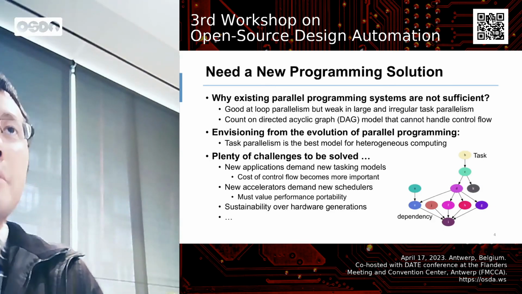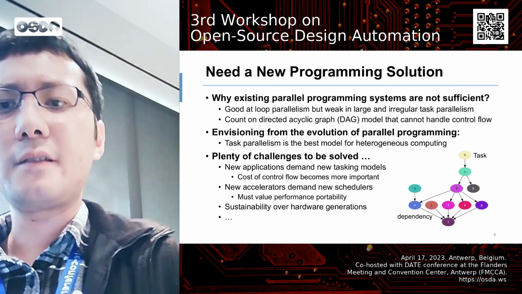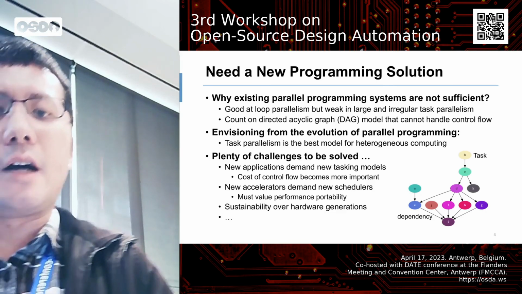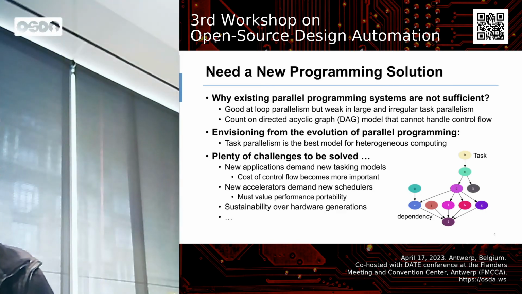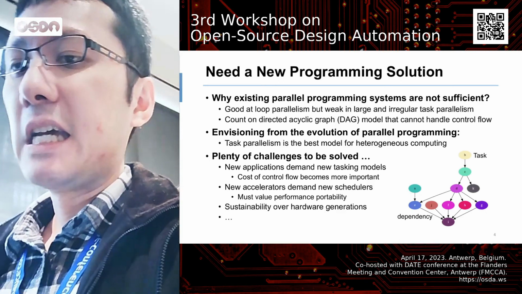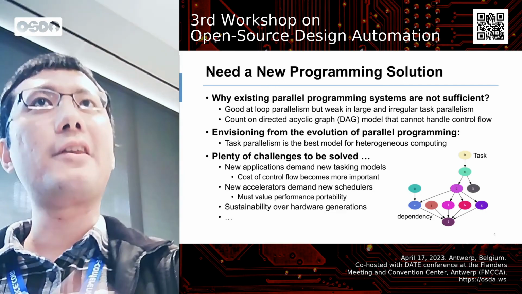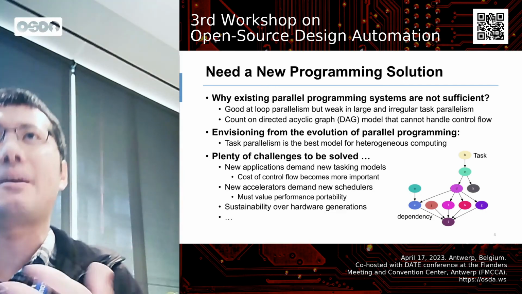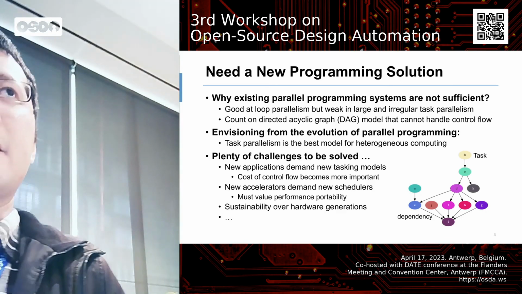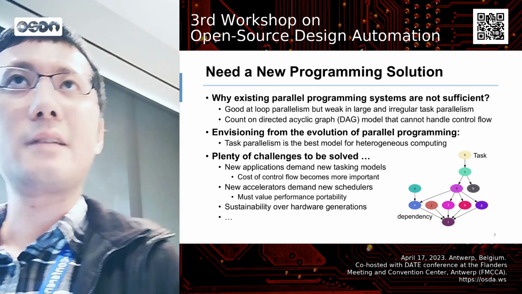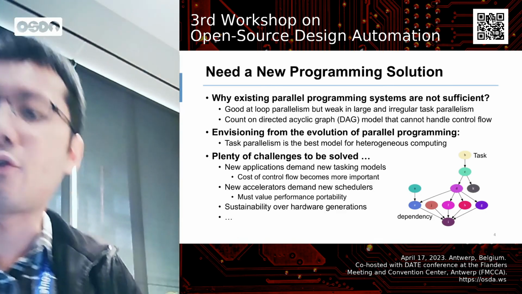So it turns out we want a programming solution that can sit on top to help us handle all these technical details and challenges. But why do existing parallel programming systems not work, especially for EDA problems? Well, if you look at many of these EDA applications, they are very, very complicated and very complex. Existing systems are typically very good at loop parallelism, regular parallelism, but they are not very strong when things become very irregular, like synthesis, optimization, simulation, and so on and so forth. The other issue is most of the existing systems count on a directed acyclic graph model that does not allow you to model control flow inside a task graph, like an iterative cycle, and so on and so forth.